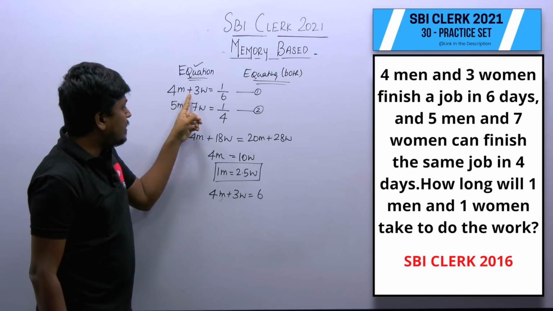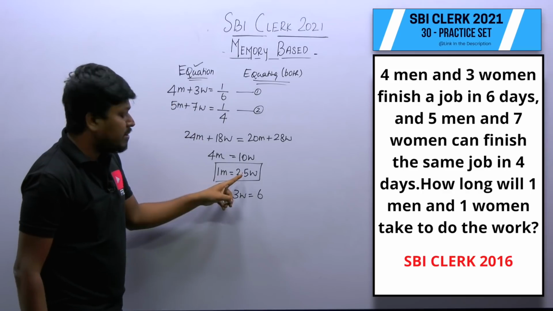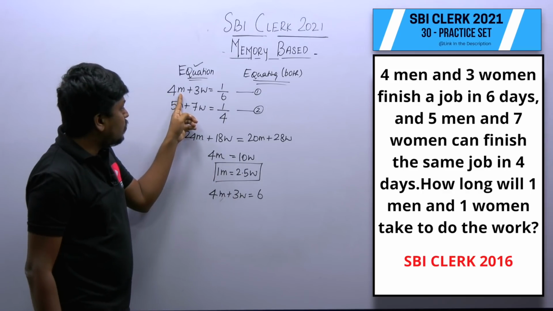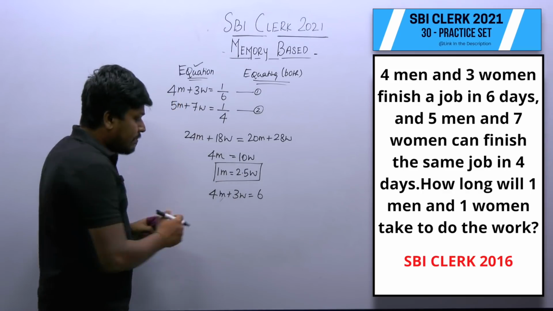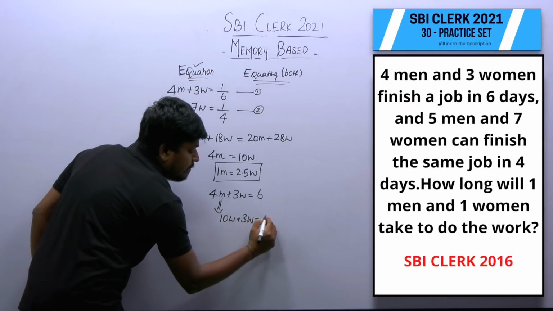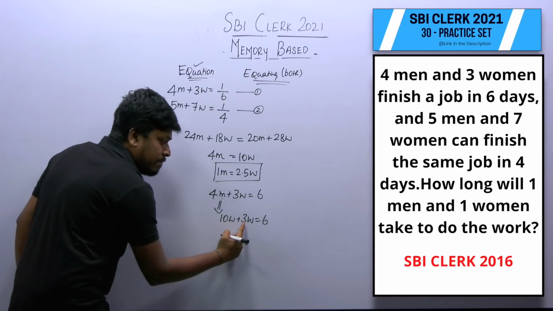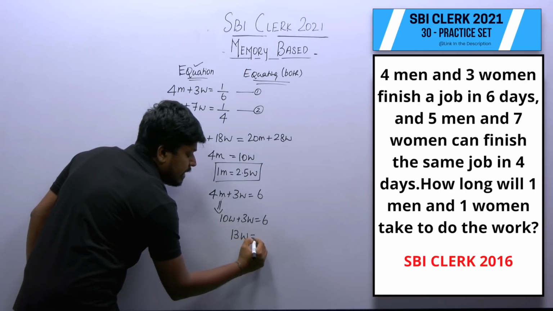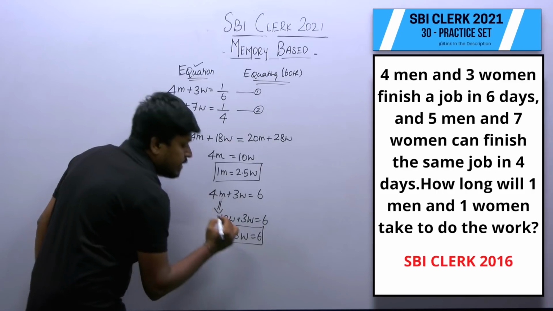So 4 men plus 3 women. We know that 1 man is equal to 2.5. So 4 into 2.5 will be 10. So 10 women, this can be written as 10 women plus 3 women can complete a work in 6 days. So 10 plus 3 will be 13. So 13 women can complete a piece of work in 6 days.